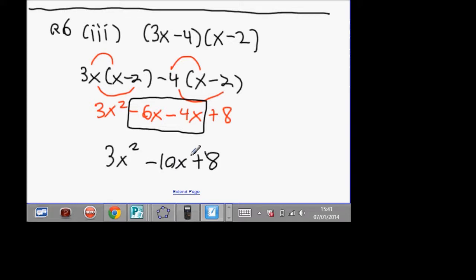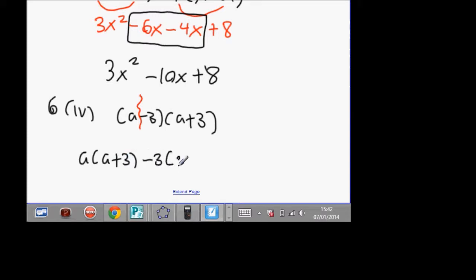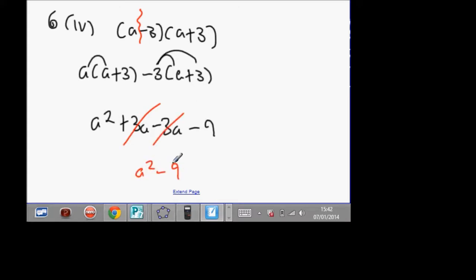Okay. This one here, 6 part 4. Good man, Harry. It's a minus 3, a plus 3. How do you do this one? So you split the bracket in half so you get a bracket a plus 3, minus 3 bracket a plus 3, so it's a squared and 3a. Then it's minus 3a. Then it's minus 9. Then what? And then you cross off the 3a and 3a, and then you're left with minus 9. A squared minus 9. Okay, perfect.